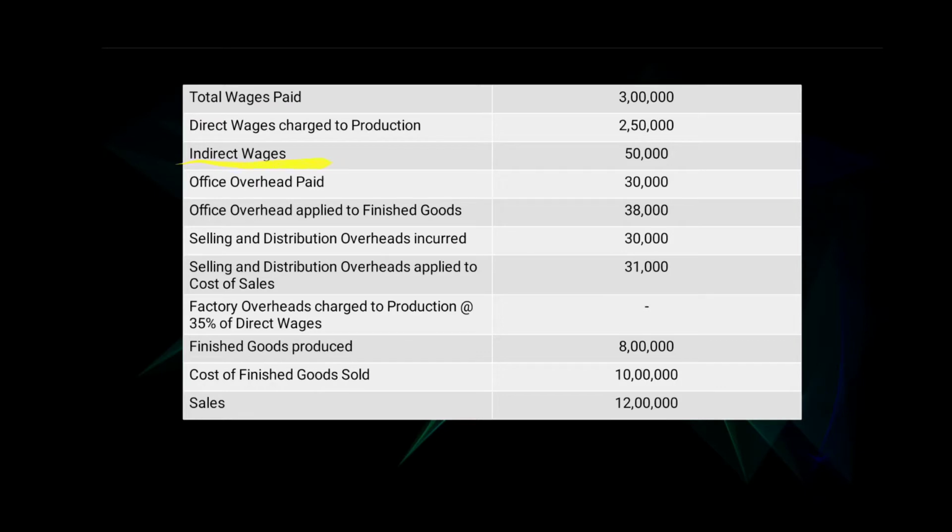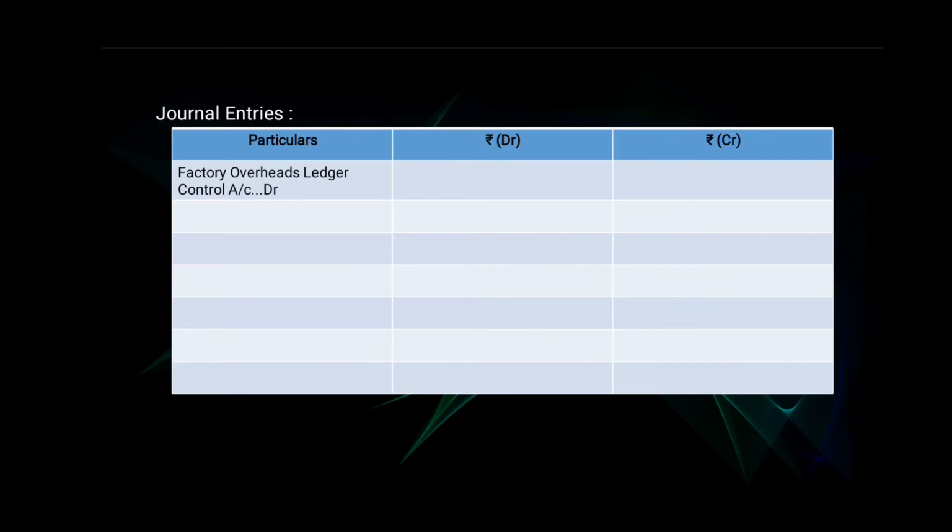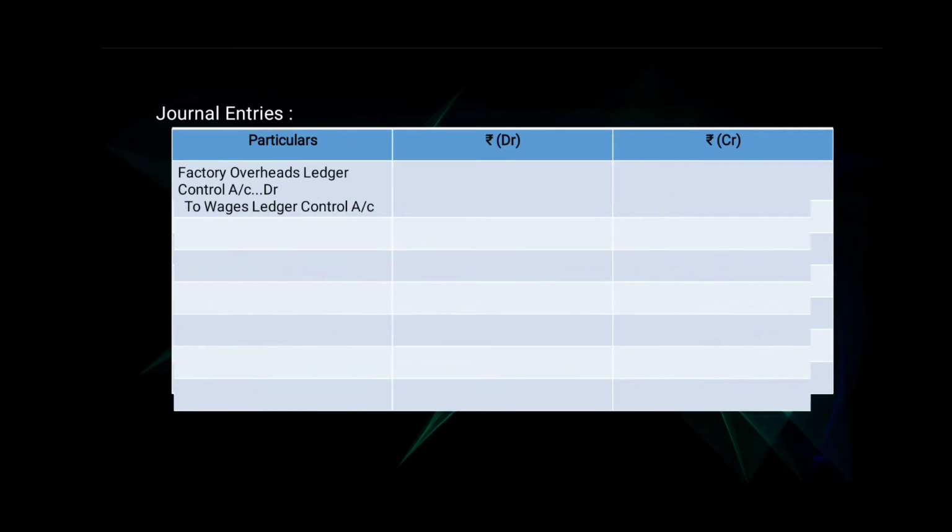Next, indirect wages. Amount is given as 50,000. So the journal entry will be factory overheads ledger control account debit to wages ledger control account. Amount is 50,000 on the debit and on the credit side.